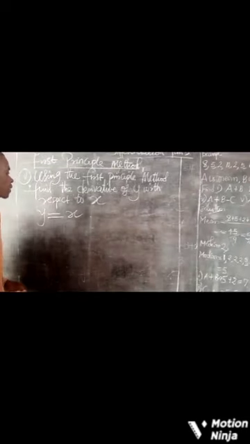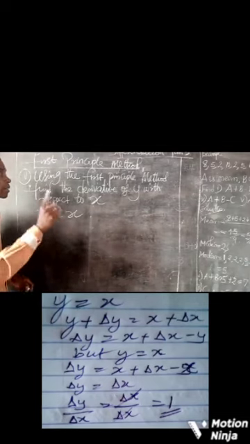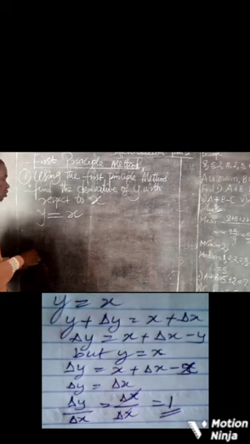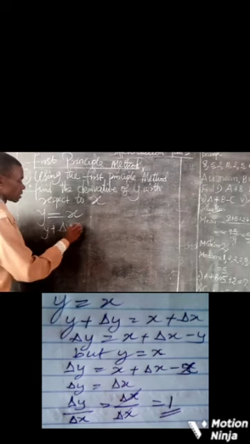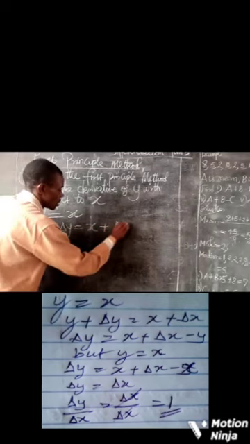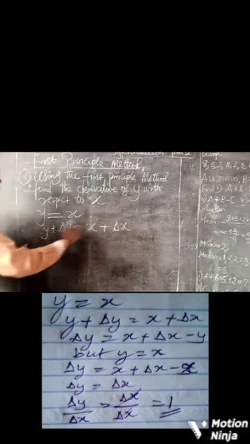So we are going to solve the first problem we are having here. Y is equal to x. From our guideline I gave us already, first of all, to y you add change in y, and to x you add change in x. So I have y plus change in y is equal to x plus change in x. Step 2 is that we subtract y from both sides.